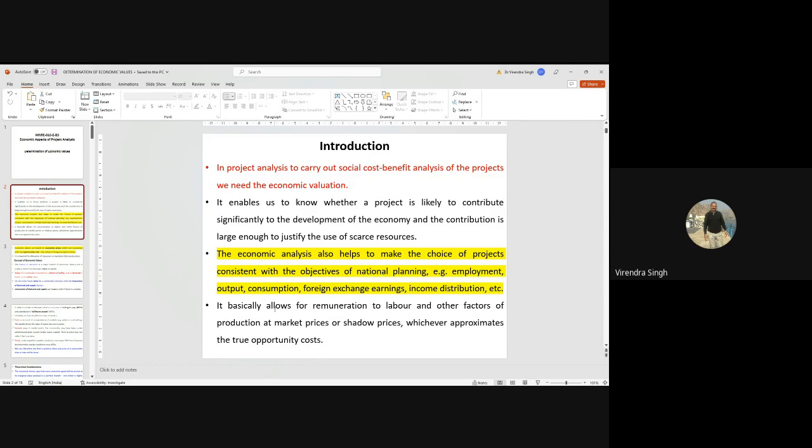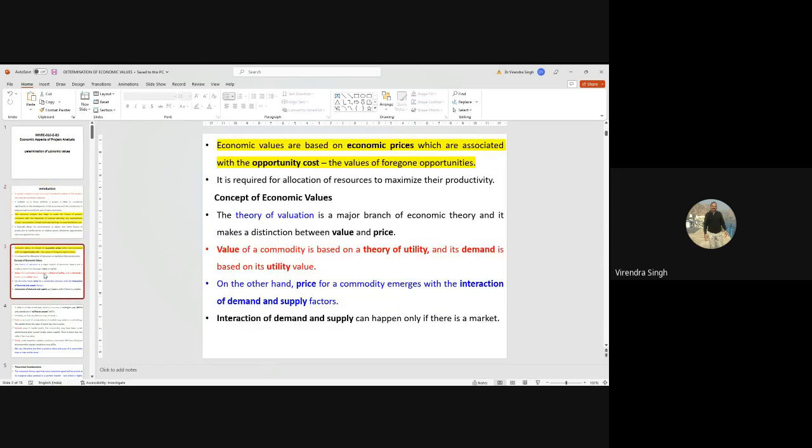It basically allows for remuneration of labor and other factors of production at market prices or shadow prices, whichever approximates the true opportunity cost of the factor or the service. Economic values are based on economic prices, which are associated with opportunity cost. Opportunity cost means the value of the option foregone. That is, an opportunity that was in hand, that might be at hand, but foregone because this present option has been chosen.